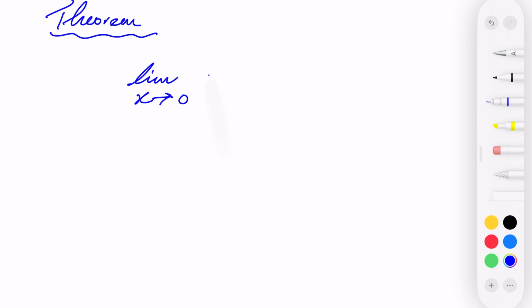In this video, I'm going to discuss the proof of the theorem: the limit as x approaches 0 of sine x over x is equal to 1. The theorem right here says two things. First, the limit as x approaches 0 of sine x over x exists.